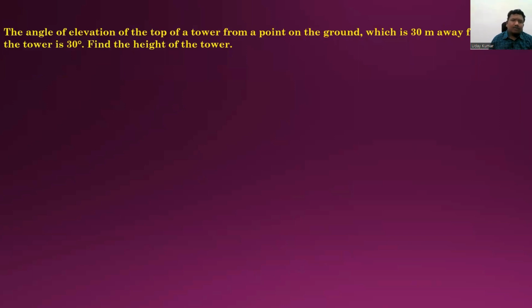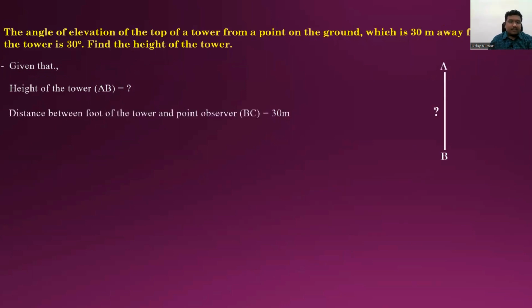Okay. Now here we have to find the height of the tower. Very simple, a right angle triangle picture will come. Given that, as usual, they are asking the height of the tower. So generally I prefer to take AB as the height of the tower, so that we have to find here. So AB is equal to question mark. We don't know. Next, the distance between the foot of the tower and the point observer, BC. So there is a point observer C from where they are observing the top of the tower. So that is the distance from C to B, 30 meters.